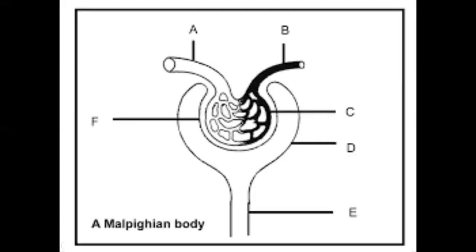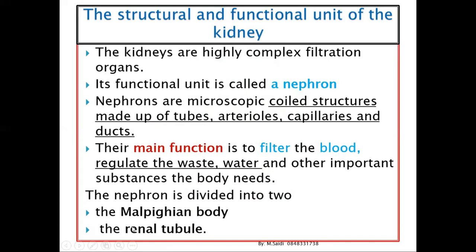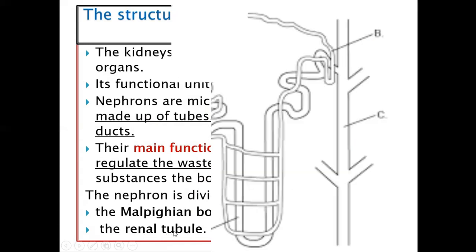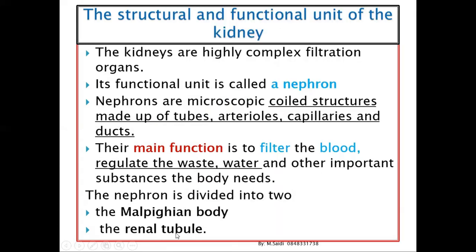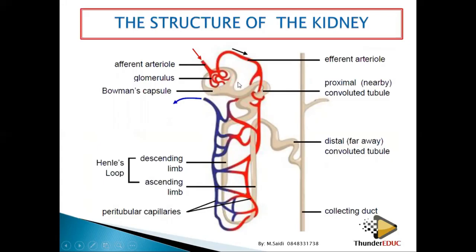The Malpighian body is the upper part of the nephron, while the renal tubules are the lower part of the nephron. So this is like the head of the nephron. If it is a human being, the head from the neck upper part is what is called the Malpighian body, and then the remaining part becomes the renal tubule. There are some specific features which you need to know on this nephron.